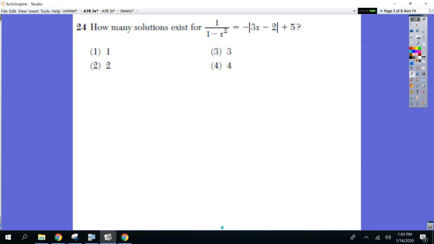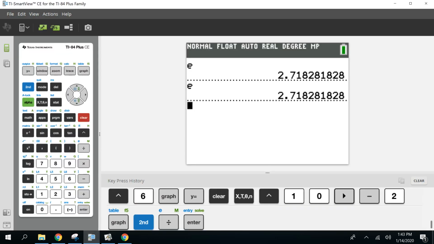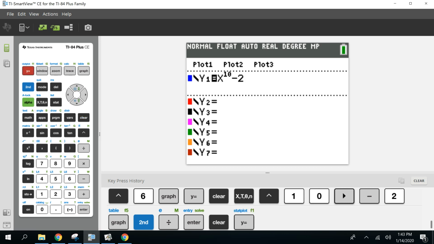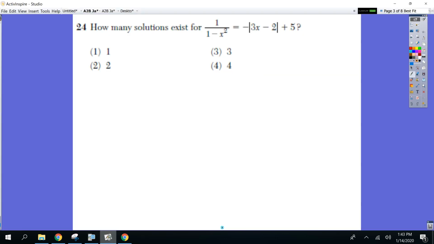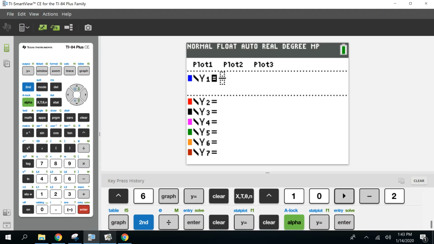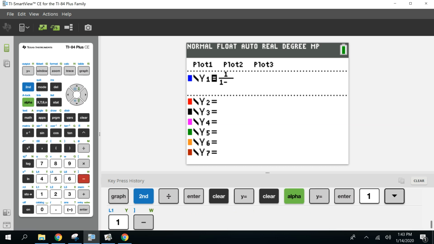There's another reason I'm doing this problem too, and that's because I want to make sure you know where all these buttons are. So right away, fraction template. Also, I learned my lesson the hard way, 5th period. 1, please make sure you use the subtraction button in the denominator there, not the negative sign. 1 minus x squared.